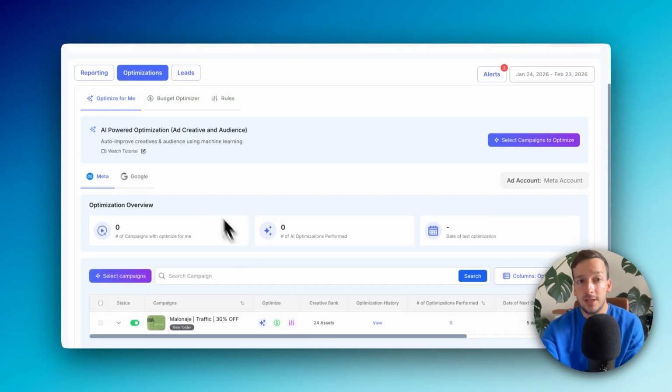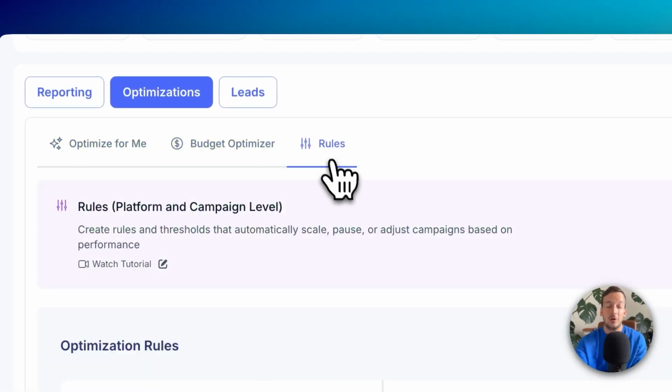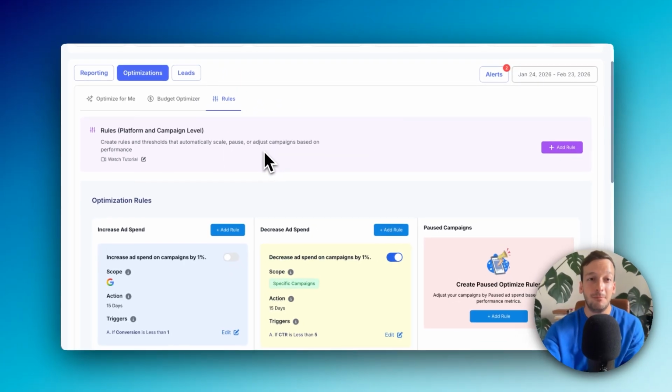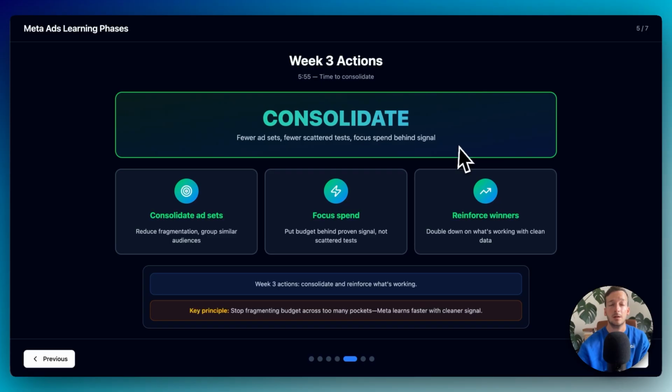But of course, if you're using the Optimize for Me Creative Bank, if you're using the Budget Optimizer tool to test, and the rules area to make sure that your campaigns are scaling properly and are also being descaled if they go over any parameters or even post, you can actually leave this on autopilot and let Plai do the rest. So as a quick recap, on your third week, you want to be consolidating your campaigns. You want to focus on the ad sets which are actually working. You want to focus your spend on the campaigns which are actually bringing in the results. And you want to reinforce the winners, the ads, the ad sets, the campaigns, the formats which are actually bringing in all of your results.